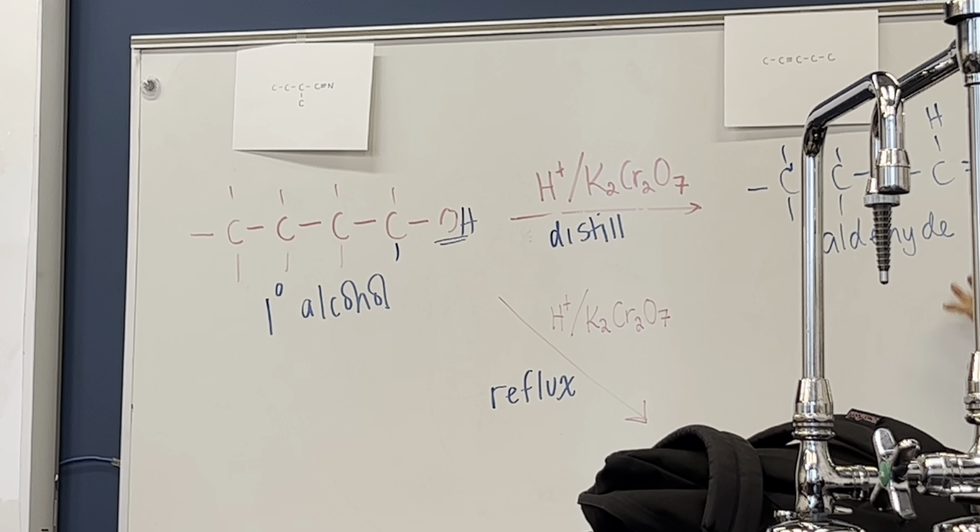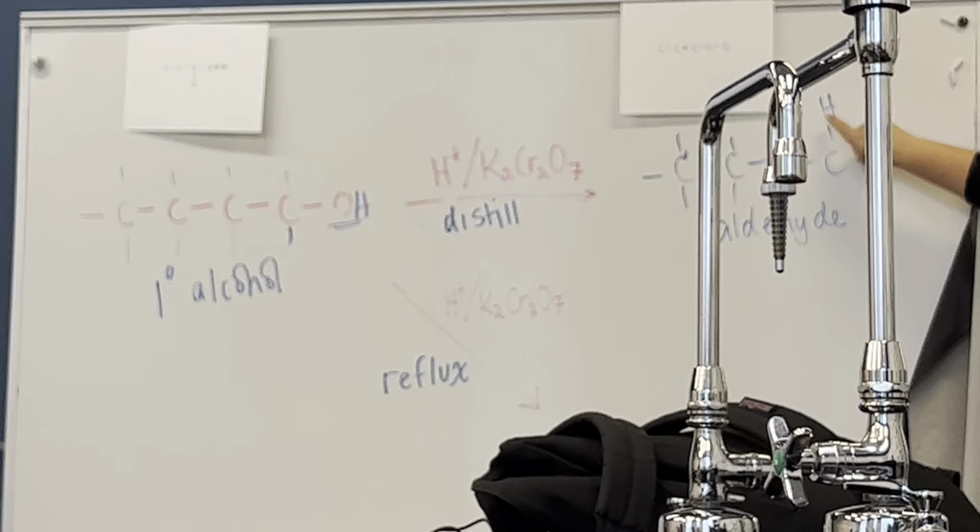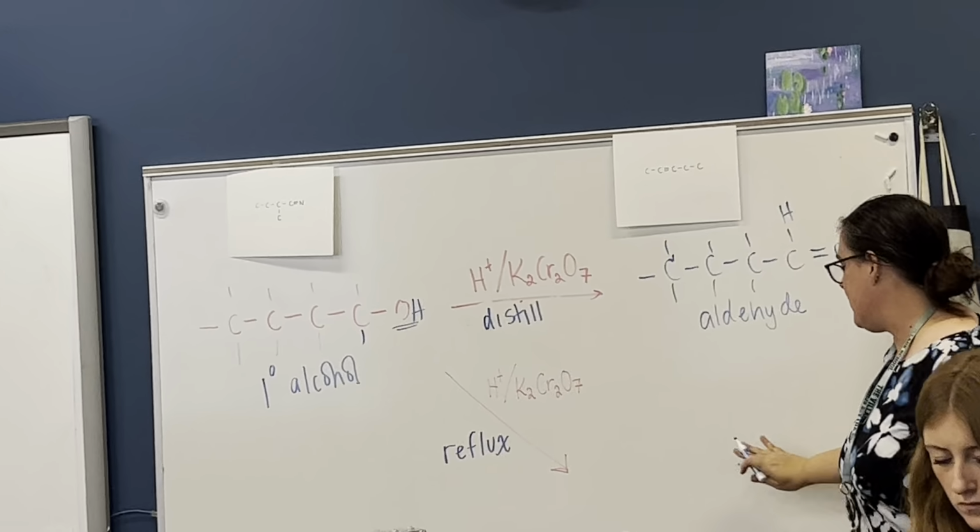If you reflux, you will first make butanal, but in fact, the reflux process is a little bit more hardy. Like it's a harder reaction condition. It will do a little bit more oxidation. And in fact, you will continue to oxidize this product and you will make another O right there. You will add yet another oxygen to this and you will make a carboxylic acid.